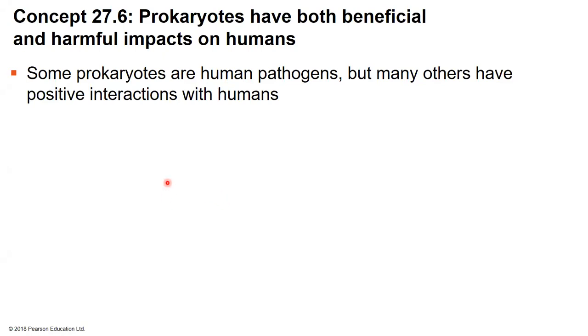Some types of prokaryotes can cause illness or diseases to us, so they are considered human pathogens. But many others do not cause harm for us, or they are beneficial to humans. So most bacteria, or most prokaryotes, do not cause harm to humans. On the contrary, some are actually beneficial to us. But at the same time, we have some prokaryotes that might cause disease in humans and in animals or plants.